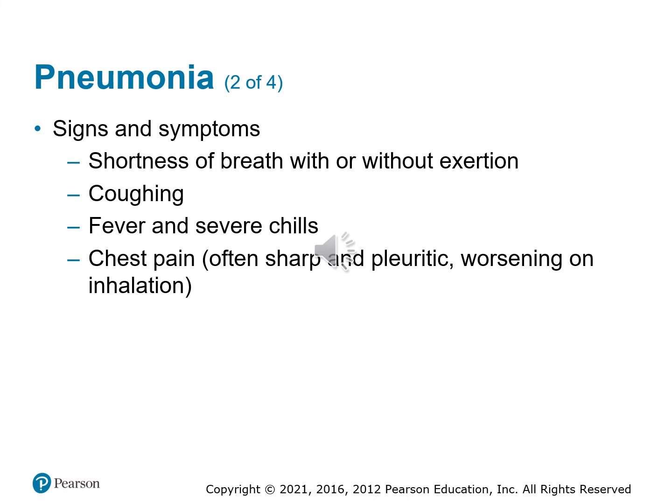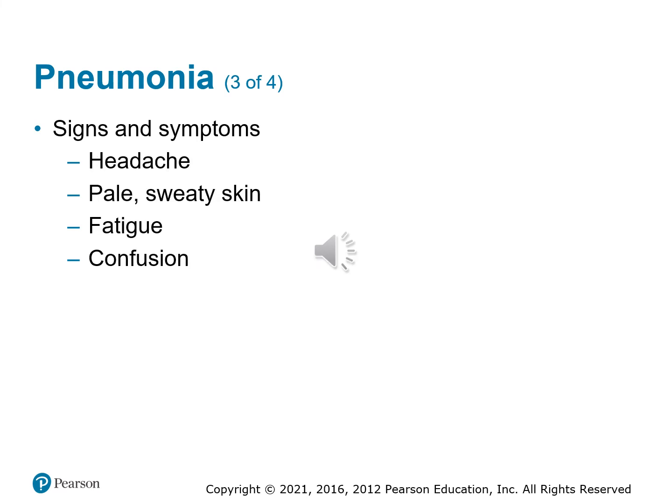The patient may complain of some dyspnea. This may be with exertion or it may be at rest. Coughing. Many times they will have a fever or chills, and they may have some chest pain with breathing, worse with inhalation. Many of them will describe it as a sharp pain, and again, with inhalation. Other things we may identify are headache, pale sweaty skin, they're more fatigued, tired, and maybe even some confusion depending on what our pulse ox is and how it's affecting their mental status.